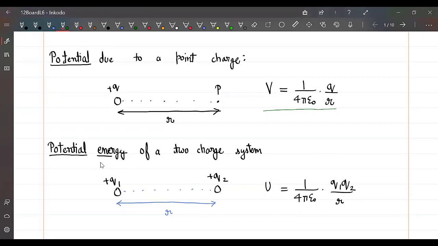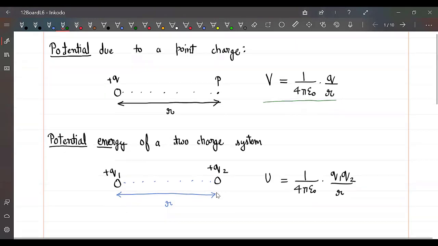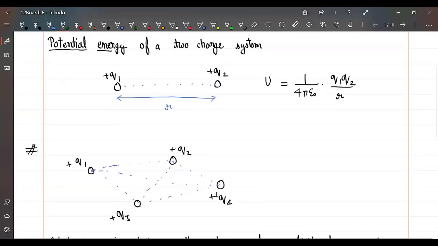And potential energy is defined for a two-charge system or a system of charges. For a two-charge system where two charges Q1 and Q2 are separated by a distance of r, potential energy is written as 1 by 4 pi epsilon naught Q1 Q2 by r. That is the amount of work done in bringing Q2 from infinity to this point. That will be the potential energy of the system.